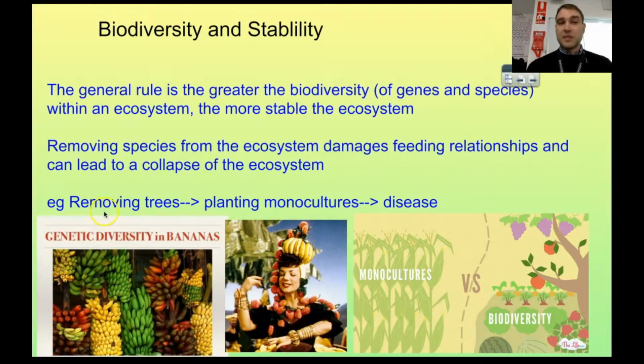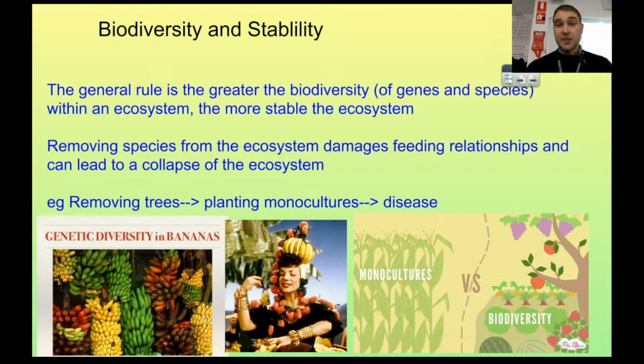So down here we have an example. If you remove trees from an ecosystem, and once you remove those trees, you replace them with a monoculture, so you just plant one species, but then a disease comes in that affects that species, you can get all the plants in that monoculture dying off, and that leaves you with a barren wasteland. This doesn't happen very often because you get weedy species coming in and replacing what's there, and that's called succession. We're going to look at this a bit later on too.